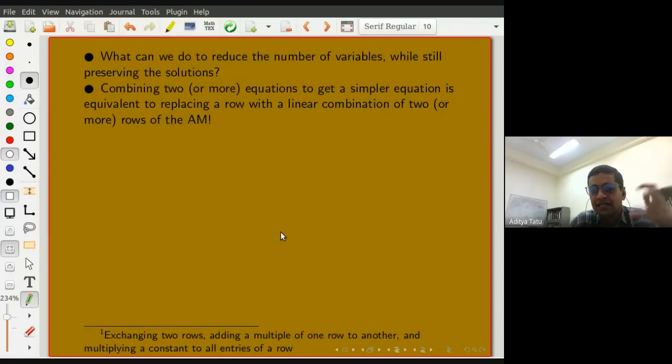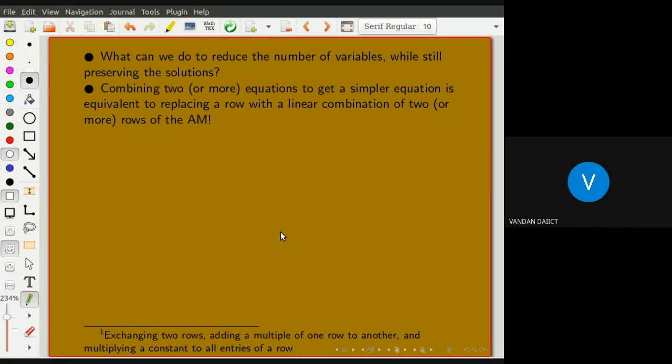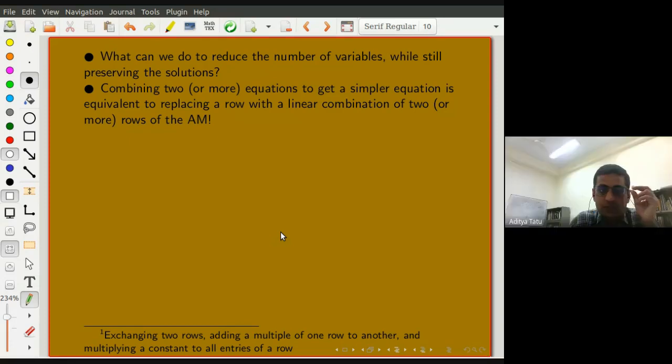And that, in terms of the augmented matrix, is simply replacing a particular row of the augmented matrix with a linear combination of two or more rows. The AM here stands for, of course, augmented matrix. Sorry, sir, can you repeat last? Sure. So the way we simplify these equations, by simplify, I mean reduce the number of variables, is by linear combination of two or more equations, right?